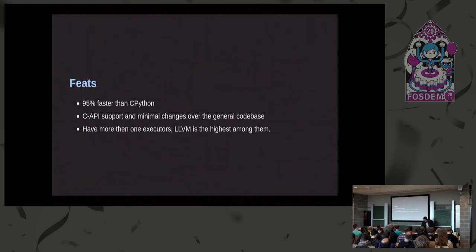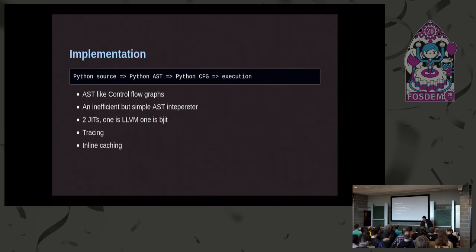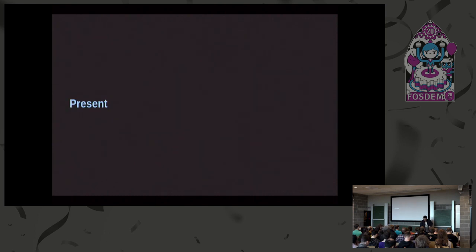So if your function gets called less, they interpret the function's AST. If it is called more than 25 times, they JIT with BJIT, and if it's called more than 1,000 times, they JIT it with LLVM. They have AST-like control flow graphs, an AST interpreter, 2 JITs, tracing, and they use something called inline caching and rewriting of the function's body, and a CPython-based runtime. So there are some projects from current dates.